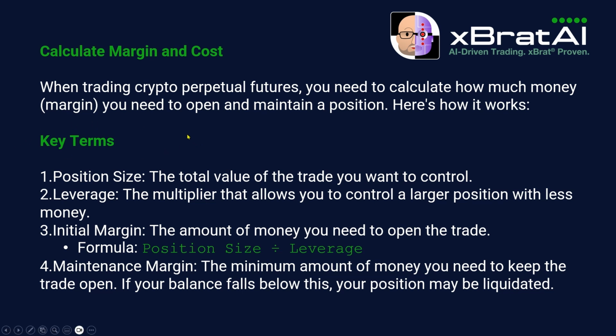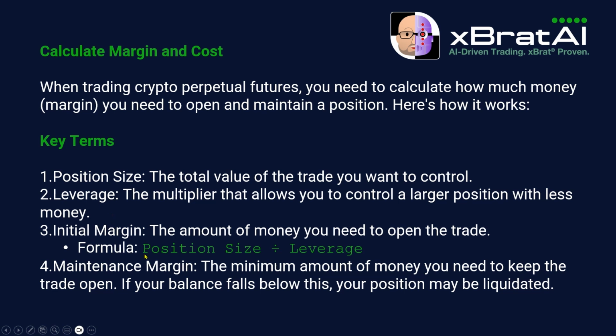So when we are trading crypto futures, we need to calculate how much money or margin you need to open and maintain a position. Here's how it works. There are some key terms we need to understand first. The position size, that's the total value of the trade you want to control. Leverage, this is the multiplier that allows you to control larger positions with less money.